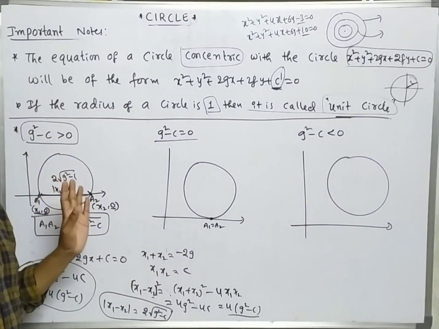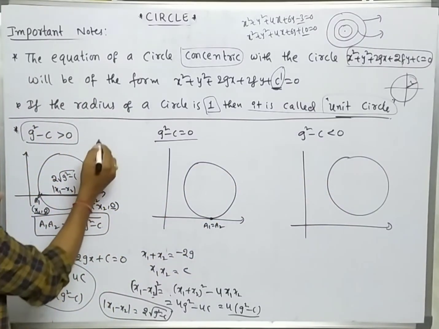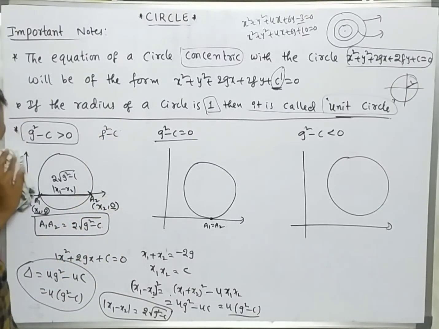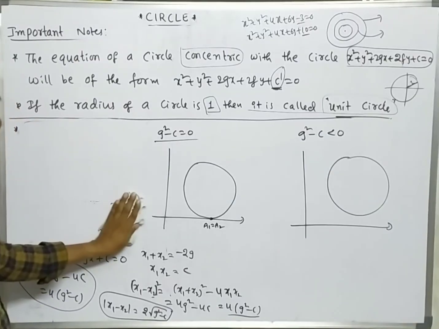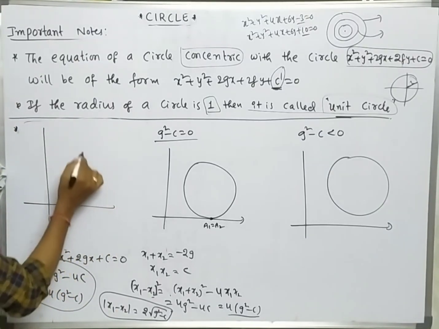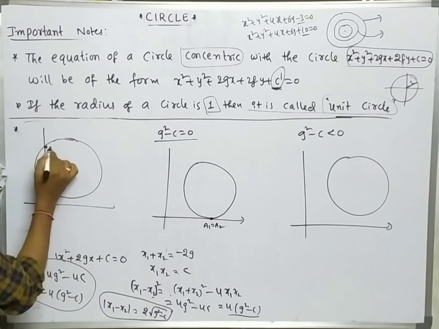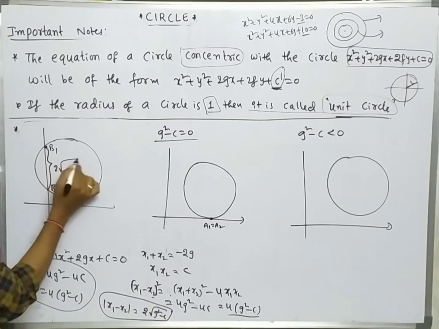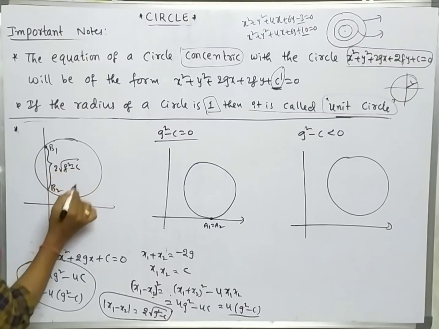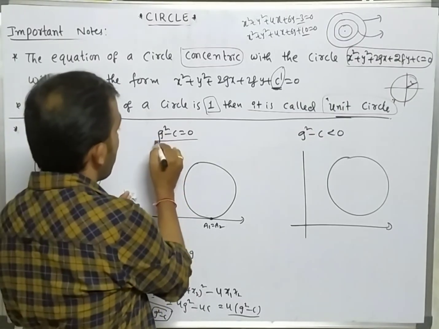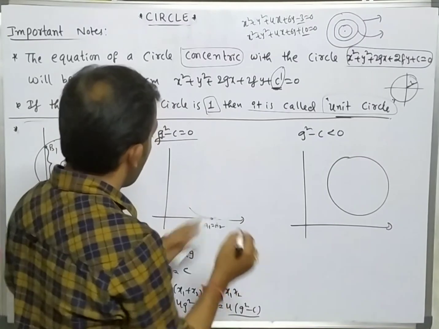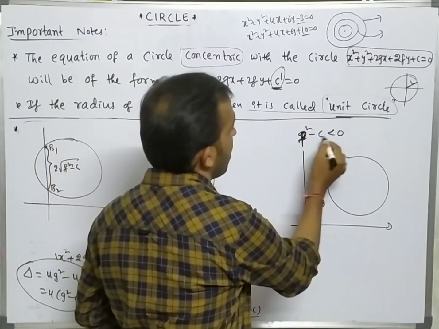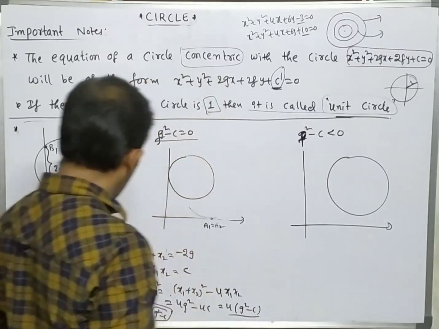Similarly, if f square minus c is greater than 0, then the circle meets the y-axis at 2 points b1, b2, and the distance between these two is 2 into the square root of f square minus c. If f square minus c is equal to 0, the circle touches the y-axis. If f square minus c is less than 0, the circle will not touch the y-axis.